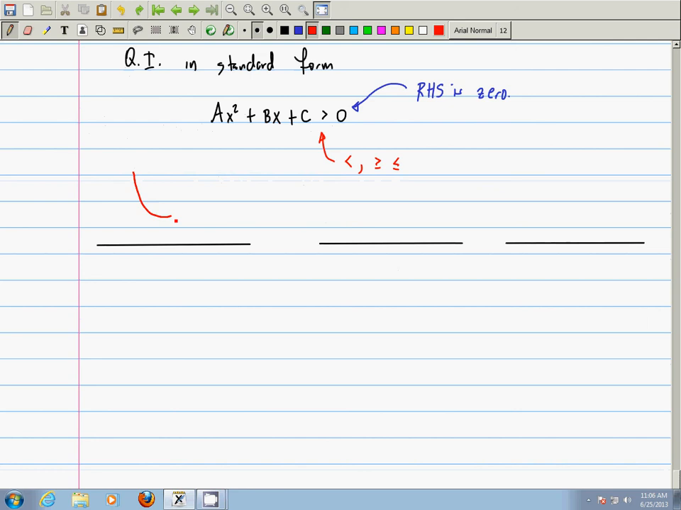That corresponds to the question, right? The graph of a quadratic is a parabola. How many times does this parabola cross the line? No times, right? Zero times. It doesn't cross the line, so there are no solutions.